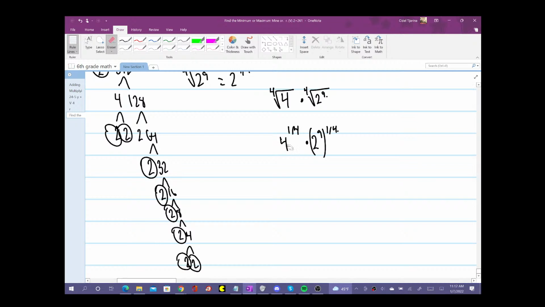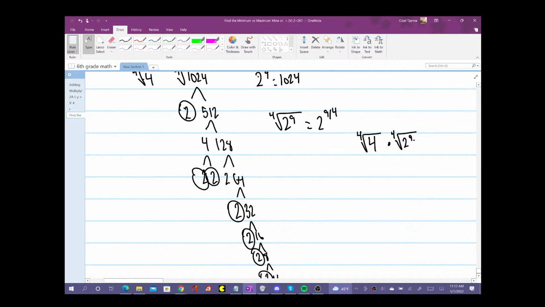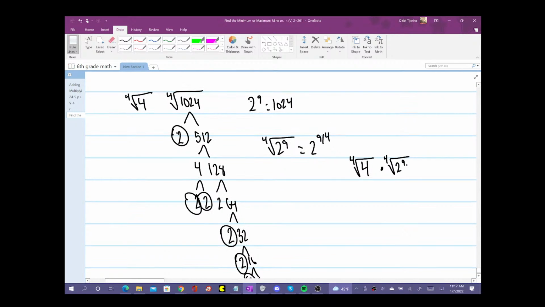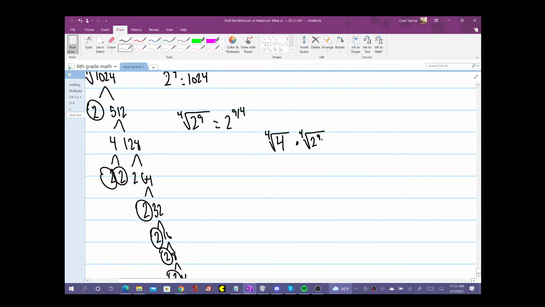So yeah, you could have actually done it this way. Never mind. I'm making it more complicated than it is. I do apologize, guys. So really, this becomes 4 to the 1/4 times 2 to the 9 over 4. This is actually 2 squared to the 1/4 power times 2 to the 9/4 power. This becomes 2 to the 4th power times 2 to the 9/4 power.